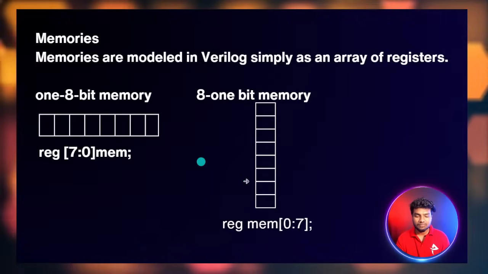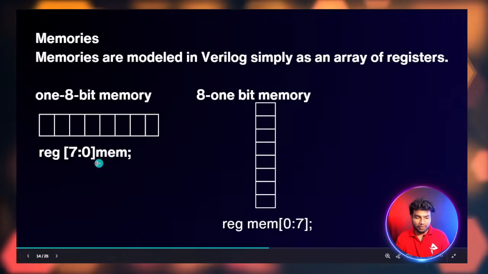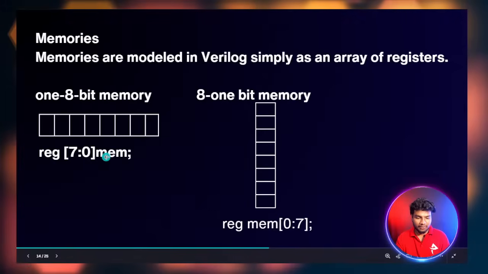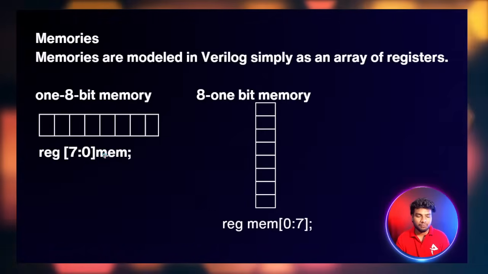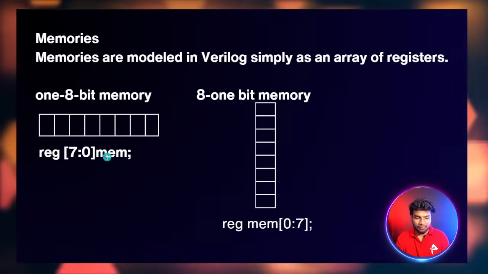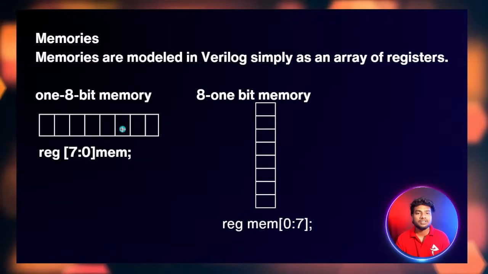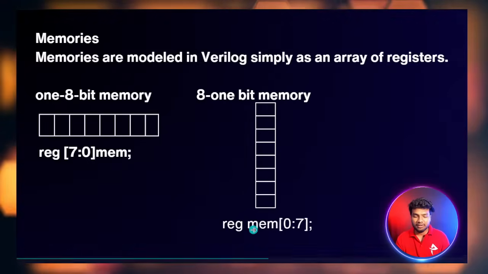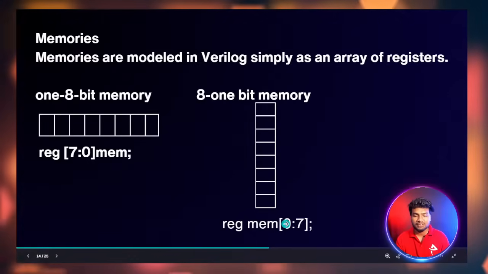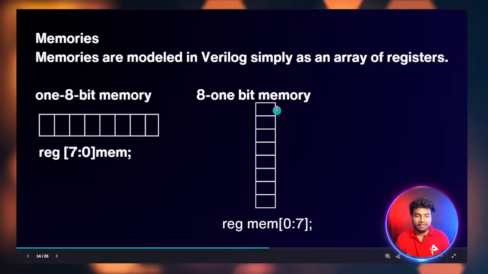You can see here I'm giving the vector before the array name. It means it will create the memories in a contiguous state. But here I'm giving the vector after the array name, which means it will create the memory like this.